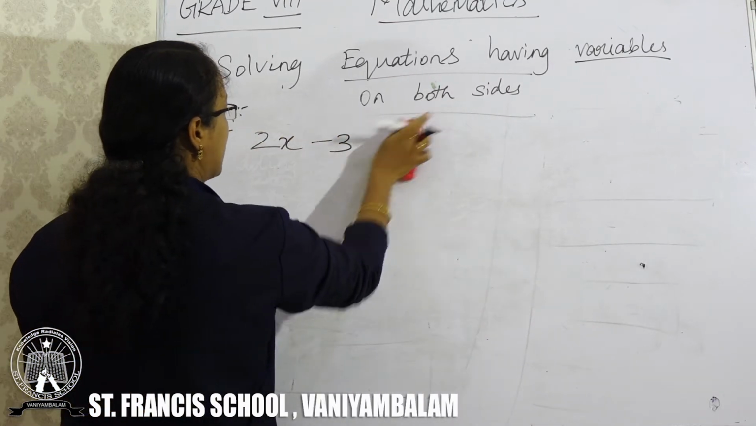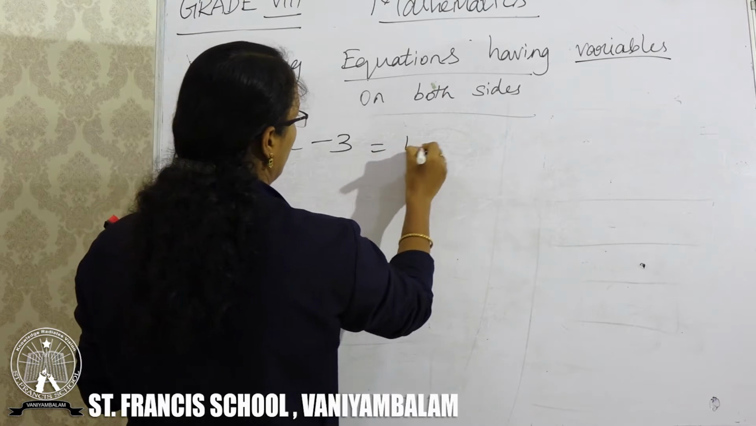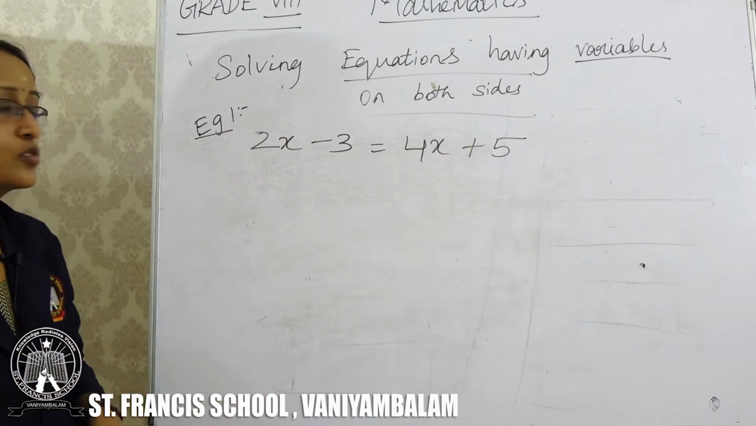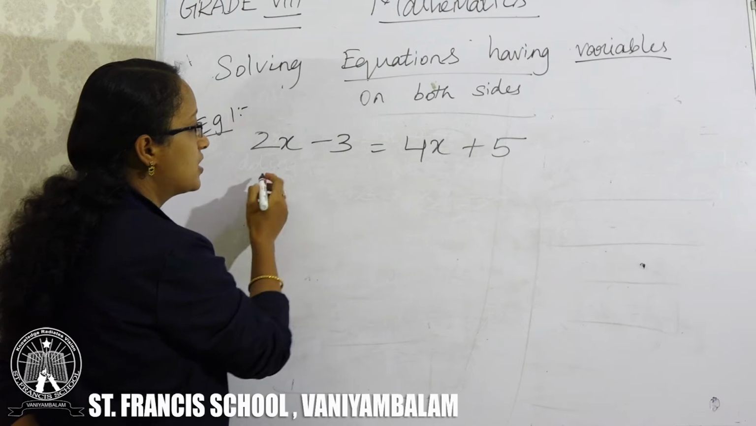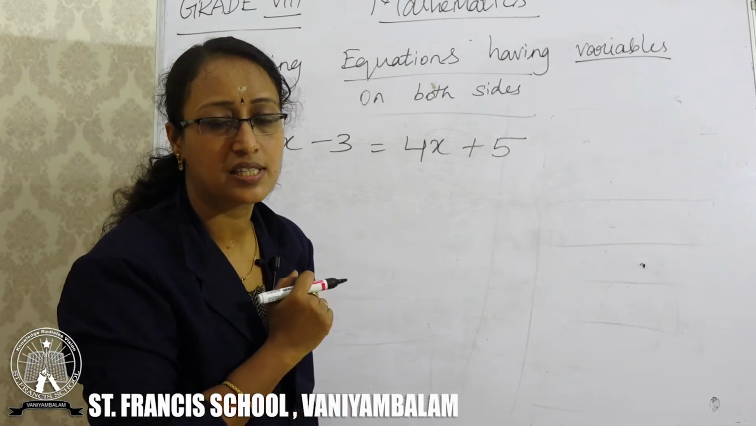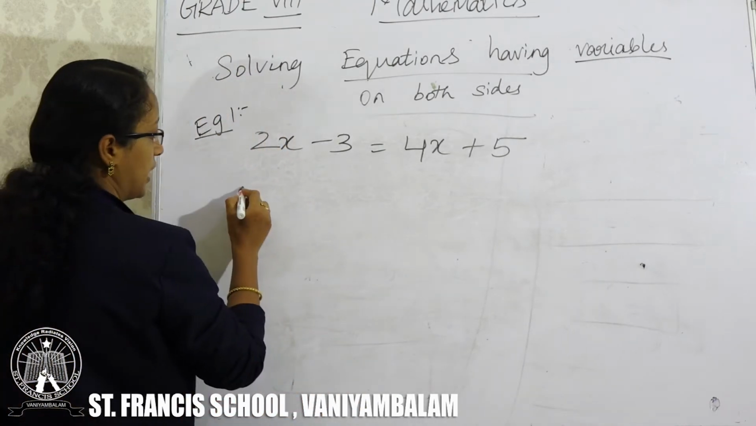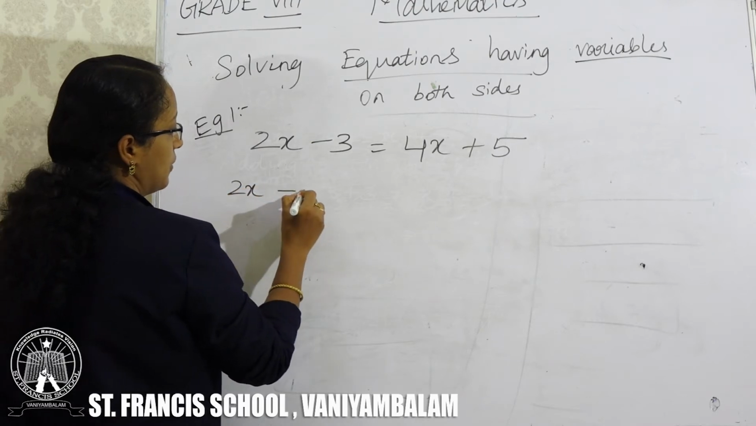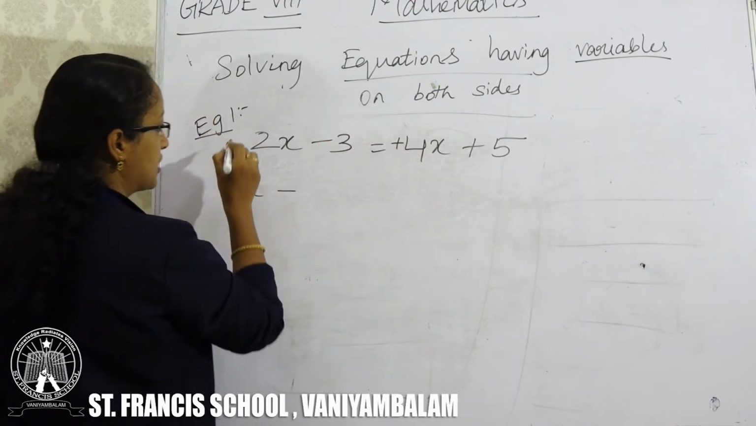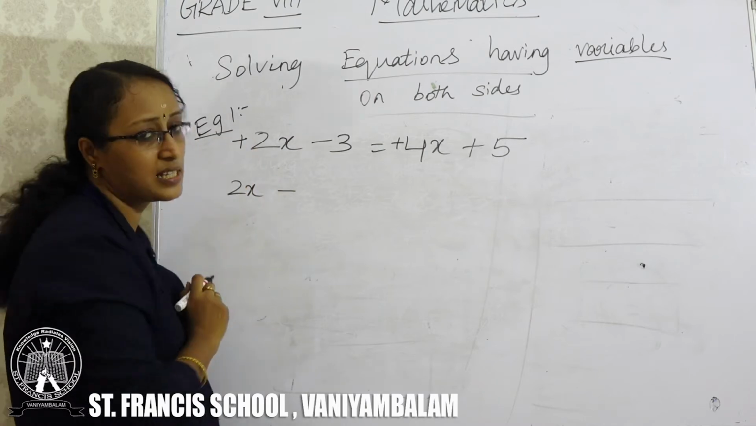2x minus 3 is equal to 4x plus 5. So, how will you solve this? You can take variables to the left hand side and constant to the other side. So, 2x, what is the symbol? Just write the symbol first. If there is no symbol, consider it as plus.